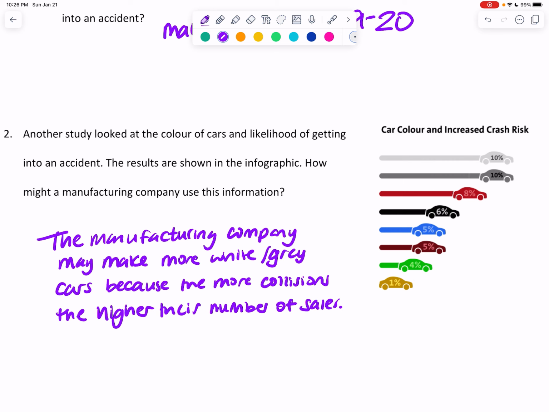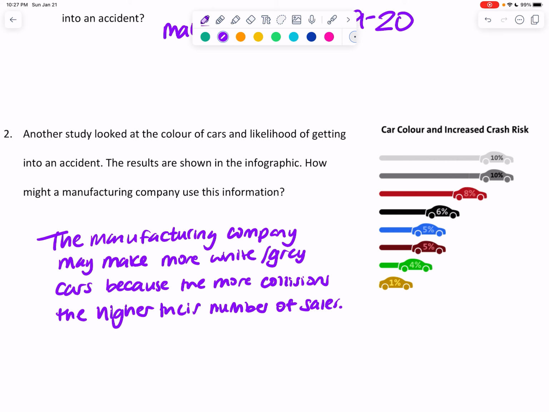So just things to keep in mind: manufacturing companies know that they won't make more sales if you're not in a car accident. So those car colors that don't get into as many collisions, they might charge more for because they know they're not going to make those sales as often.